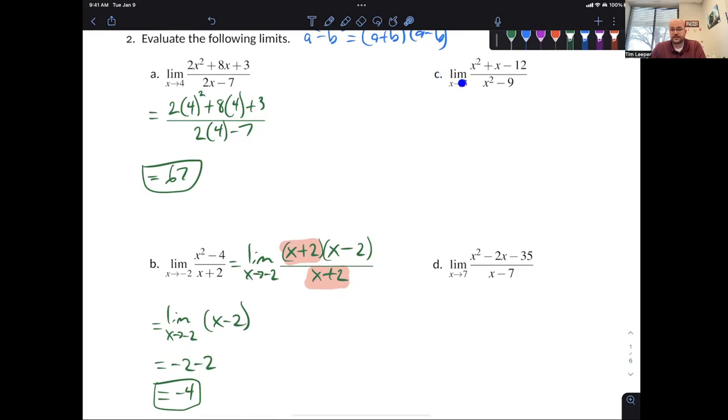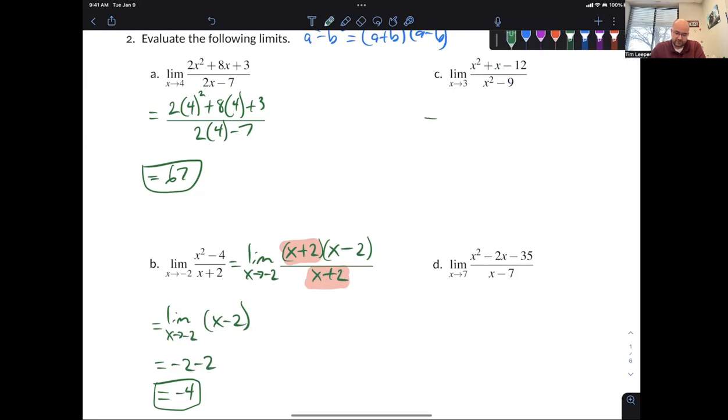Letter C, the limit as x approaches 3 of x squared plus x minus 12, all over x squared minus 9. If you notice here, plugging in 3 will give me 0 divided by 0. You can just type that into the calculator, and you'll see it gives you an undefined value. Now, to do this, we have to see if we can cancel the issue in the denominator, which means we need to factor everything here.